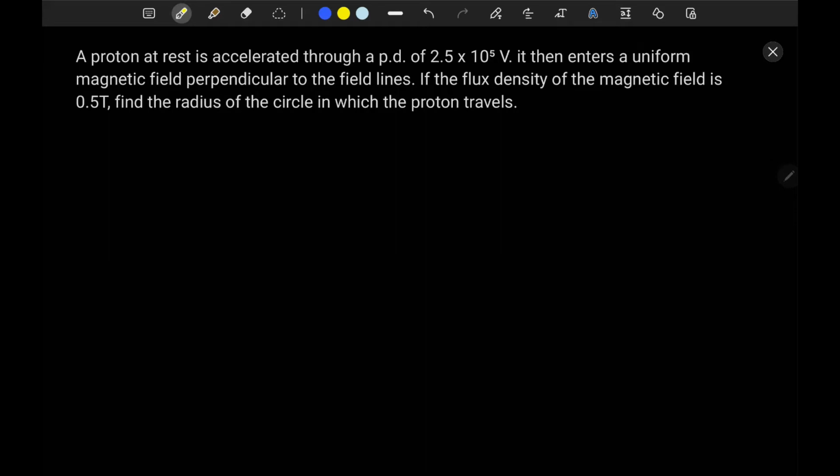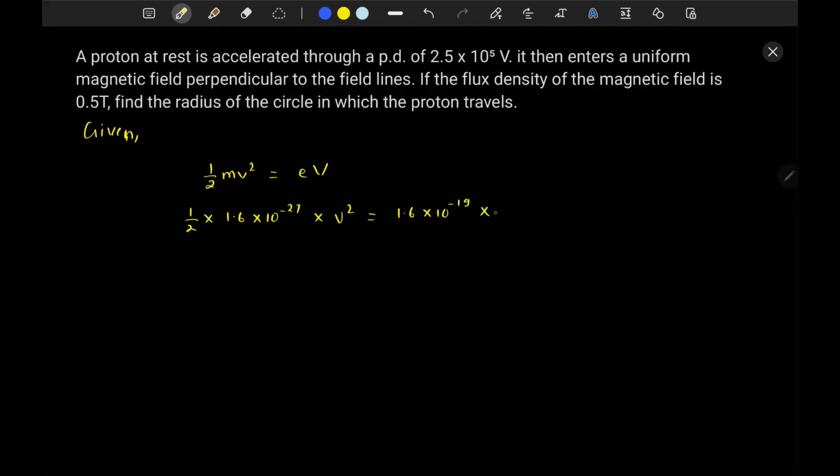Here, another question is: a proton at rest is accelerated through a potential difference of 2.5 into 10 power 5 volt. It then enters a uniform magnetic field perpendicular to the field lines. If the flux density of the magnetic field is 0.5 Tesla, find the radius of the circle in which the proton travels. So here, first, since the charged particle is accelerated through a potential difference, the kinetic energy of the charged particle is given by eV, and here the case is proton. Mass of proton is 1.6 into 10 power minus 27, v square, small v is the velocity, e is 1.6 into 10 power minus 19.